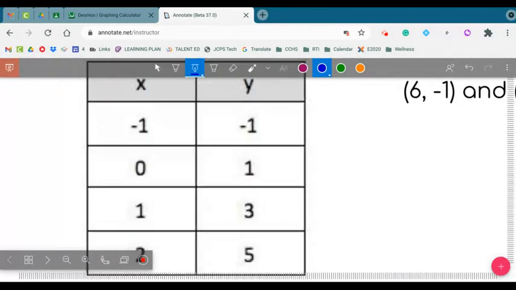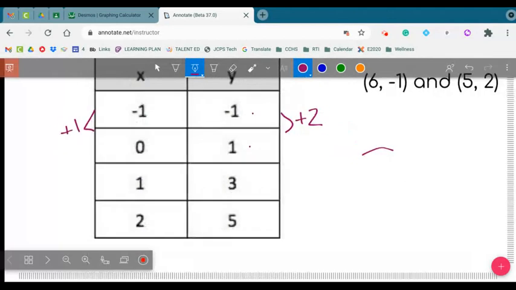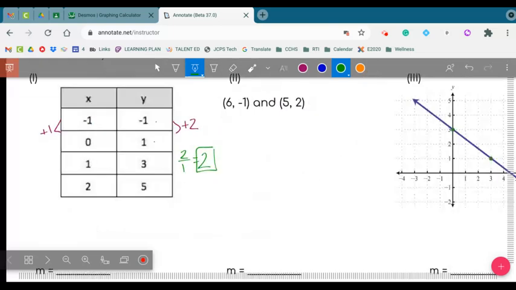This is our table, so we should know how to do this from yesterday. So from -1 to 1, I go up 2. And then from -1 to 0, I go up 1. So I'm going to have 2 over 1, which equals 2. So that's my slope for my first one.